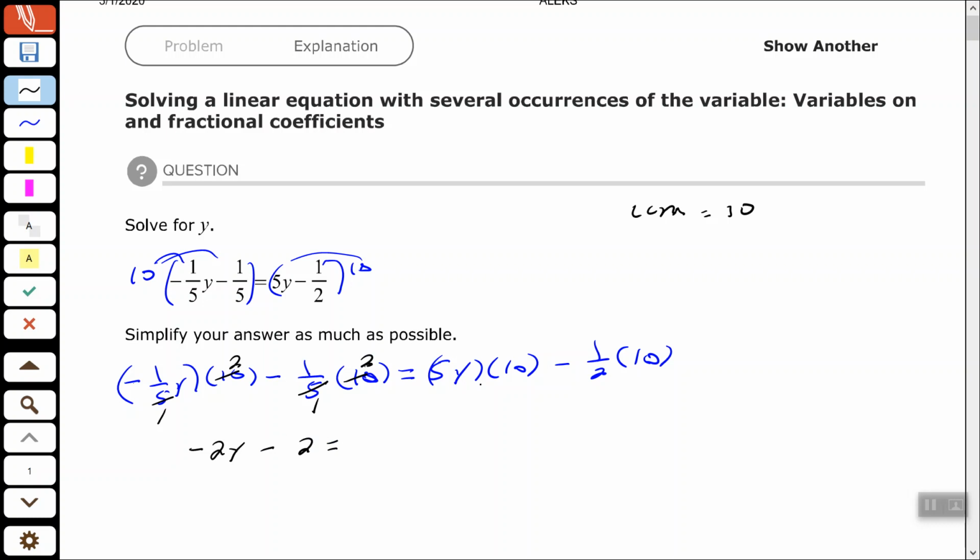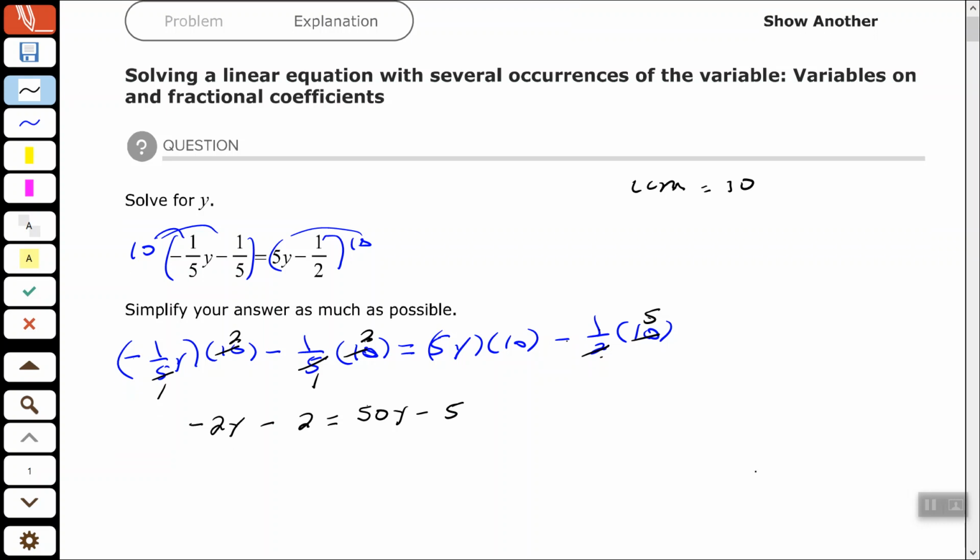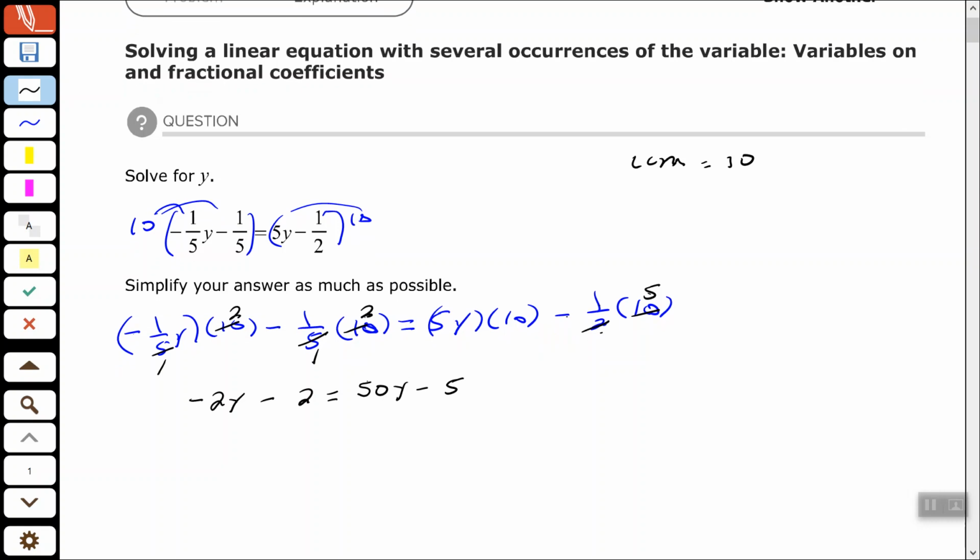On the right-hand side of my equal sign, I don't have a fraction for that first one, so I'll just multiply. That gives me 50y. And then for the last part, 2 will go into 10 five times, so negative 1 times 5 is negative 5. So that's how you clear your fractions. You find the least common multiple of your denominators, and then you multiply both sides of your equation by that least common multiple. From here, you're just solving the equation.